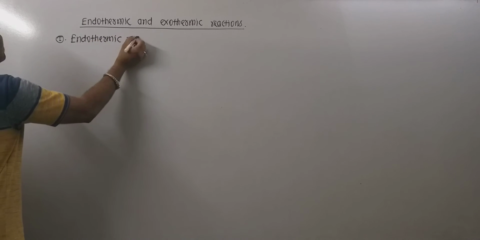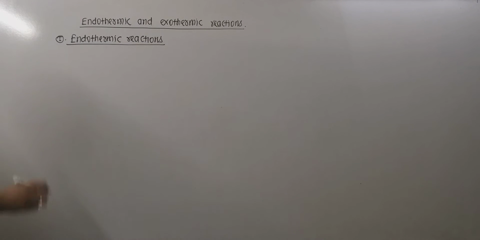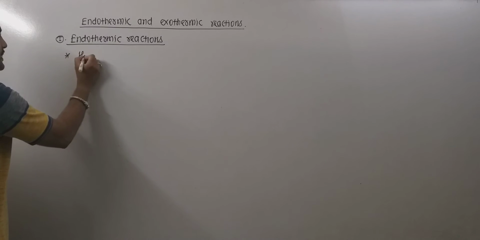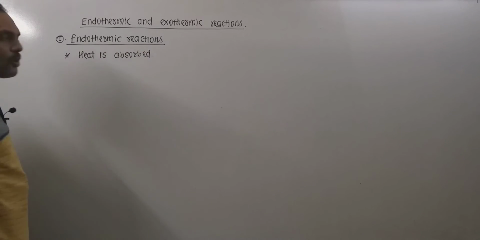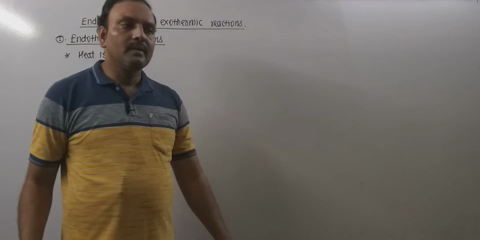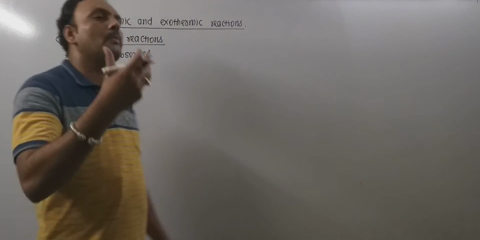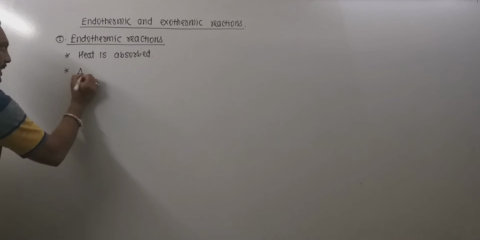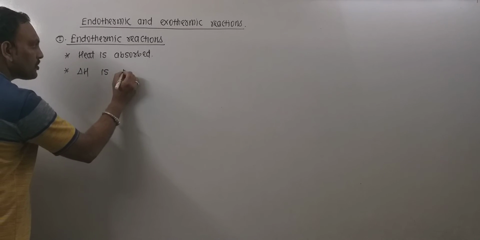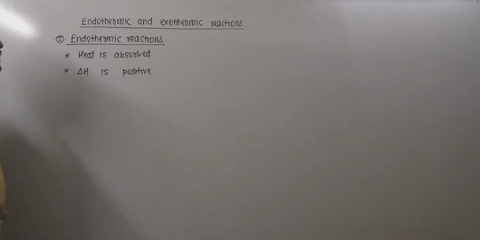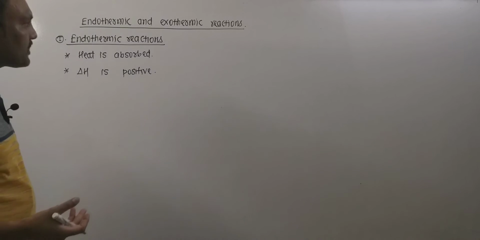Endothermic reactions. Now, endothermic reactions are the reactions where heat is absorbed. In this case, heat is absorbed during the course of reaction, due to which the enthalpy of product is greater than that of reactant. Thus, the heat of reaction, that is the enthalpy change of such type of reactions, is positive. Now, in endothermic reactions, products are also less stable than reactants.